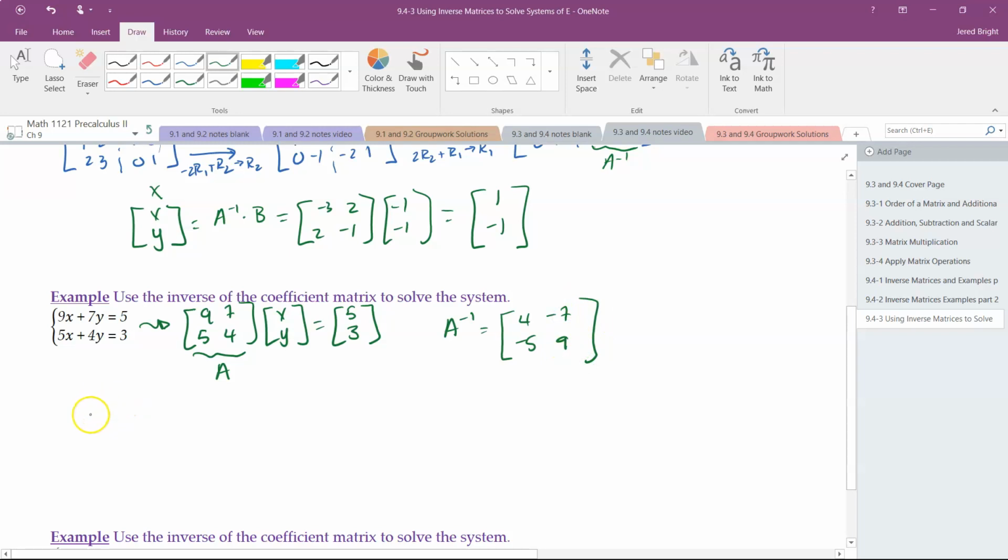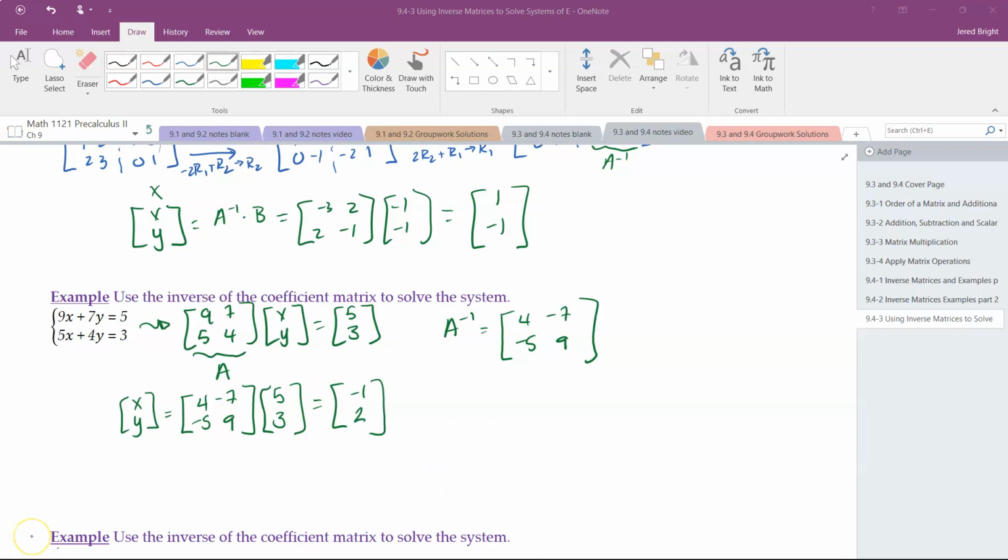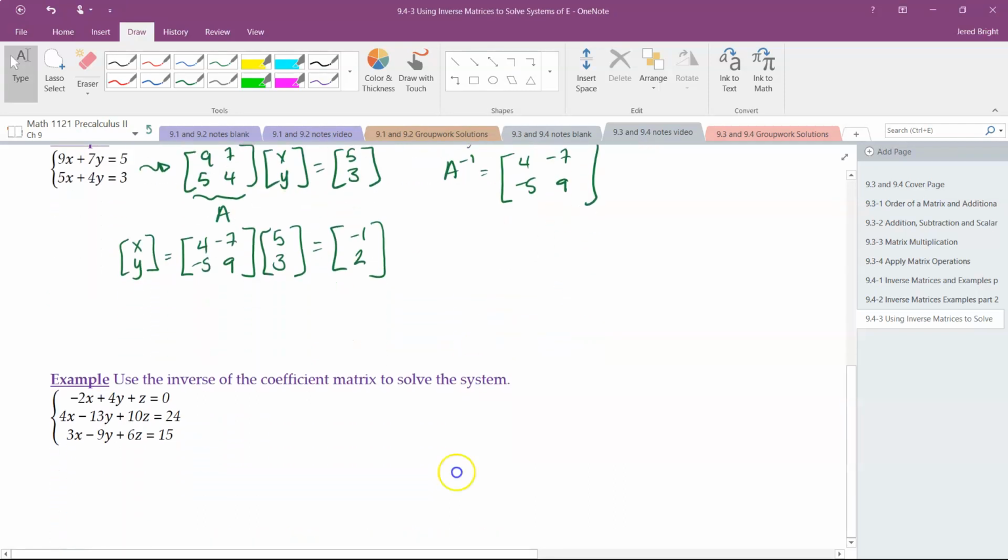So in this case, x, y is that inverse matrix, 4, minus 5, minus 7, and 9, times the solutions, 5 and 3. When you calculate the answers, you get minus 1 for x and 2 for y. Very nice. All right, moving on.